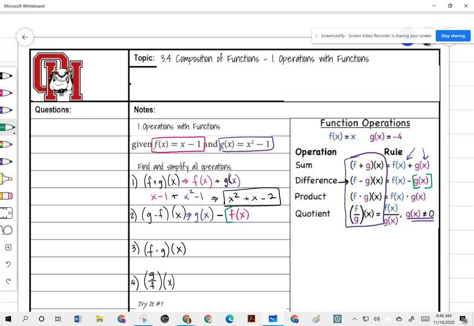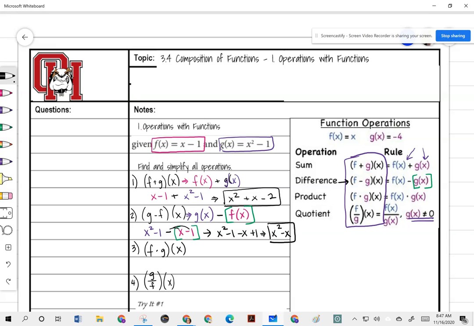Because it's subtraction, I would love for you to put brackets around that so that you could see things being distributed. So the g of x function is x squared minus 1 minus, and then the f of x function is x minus 1. You could put parentheses, whatever makes it easier for you to see that you are distributing. So you have x squared minus 1 minus x plus 1 after I distribute.